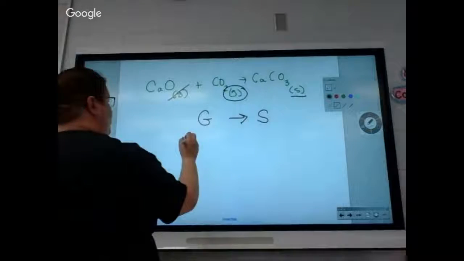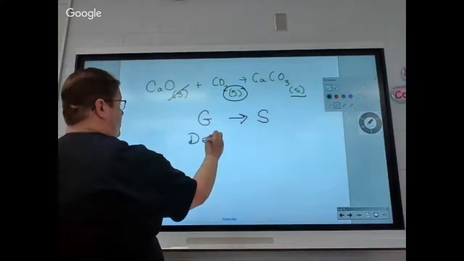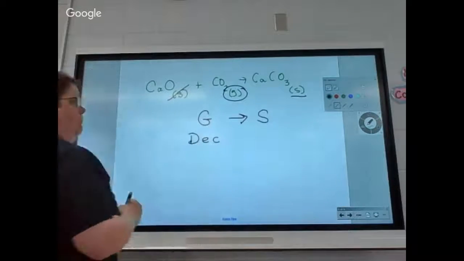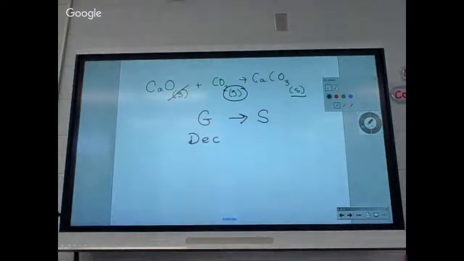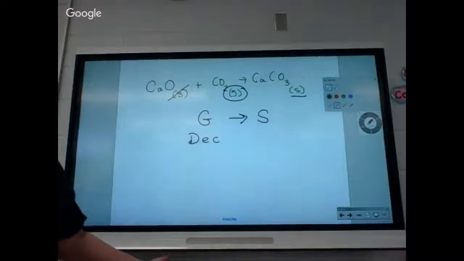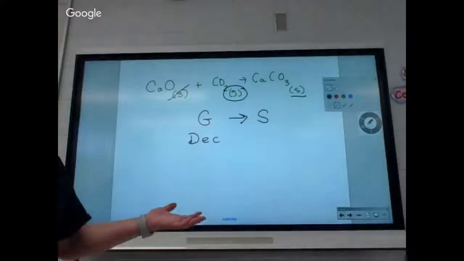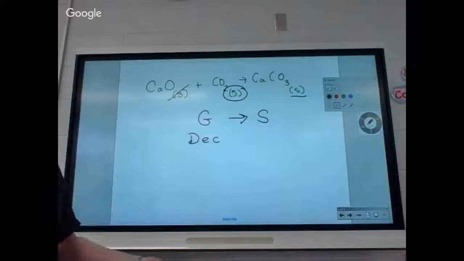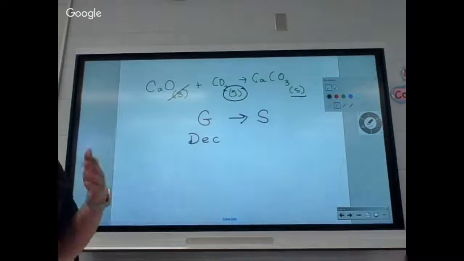Okay, the entropy decreases. How do you know which reactant to use? It doesn't matter. You're just looking at the states. Okay, you don't have to look at all of them. You're looking for the one that's different. If they're the same on both sides, you don't have to look at the one that's the same.